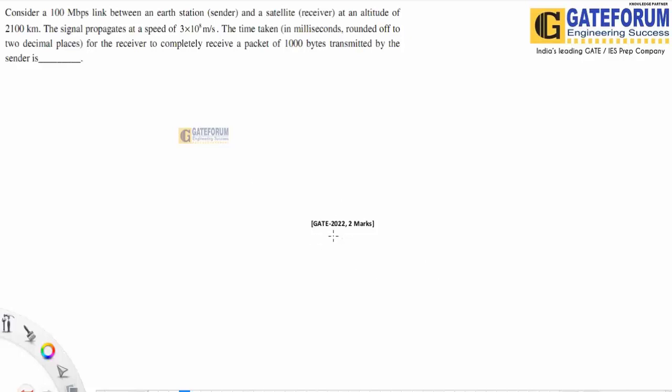Welcome back with another GATE question, which was asked in GATE 2022, from the series of computer networks. So here you are given a 100 Mbps link between the Earth station and the satellite receptor, from the sender to the satellite at an altitude of 2100 kilometers. The signal propagation speed is also given.